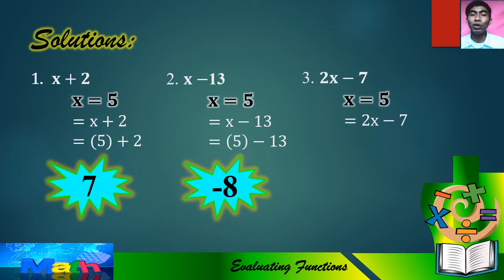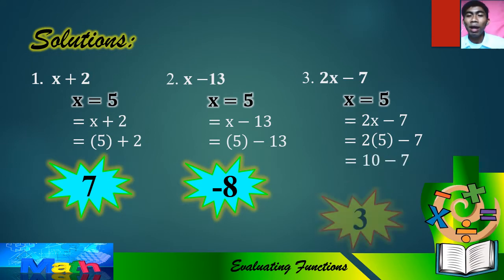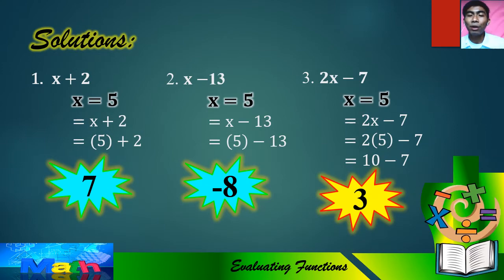Our third expression is 2x minus 7. Let's evaluate this expression at x equals 5. To evaluate this expression, let's substitute the value of x, which is 5. So from 2x minus 7, it will become 2 times 5 minus 7. And the product of 2 and 5 is 10, less 7. The answer is 3.